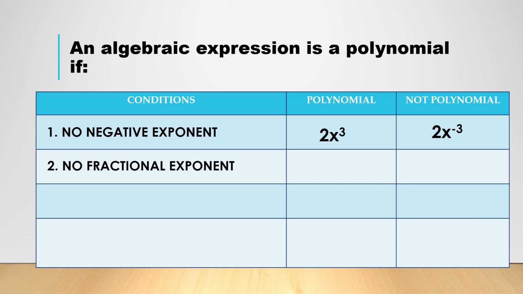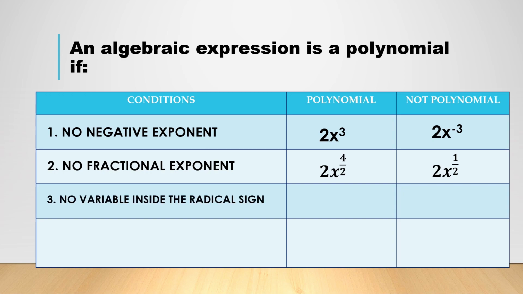Second condition is no fractional exponent. So for this one, we can have 2x raised to 4 over 2 is an example of polynomial. Although you have here an exponent which is in the fraction form 4 over 2, since you can still simplify this as 2, then you still consider this as polynomial. Whereas if you have 2x raised to 1 half, since your exponent is 1 half, and it is a fraction, then this is not a polynomial.